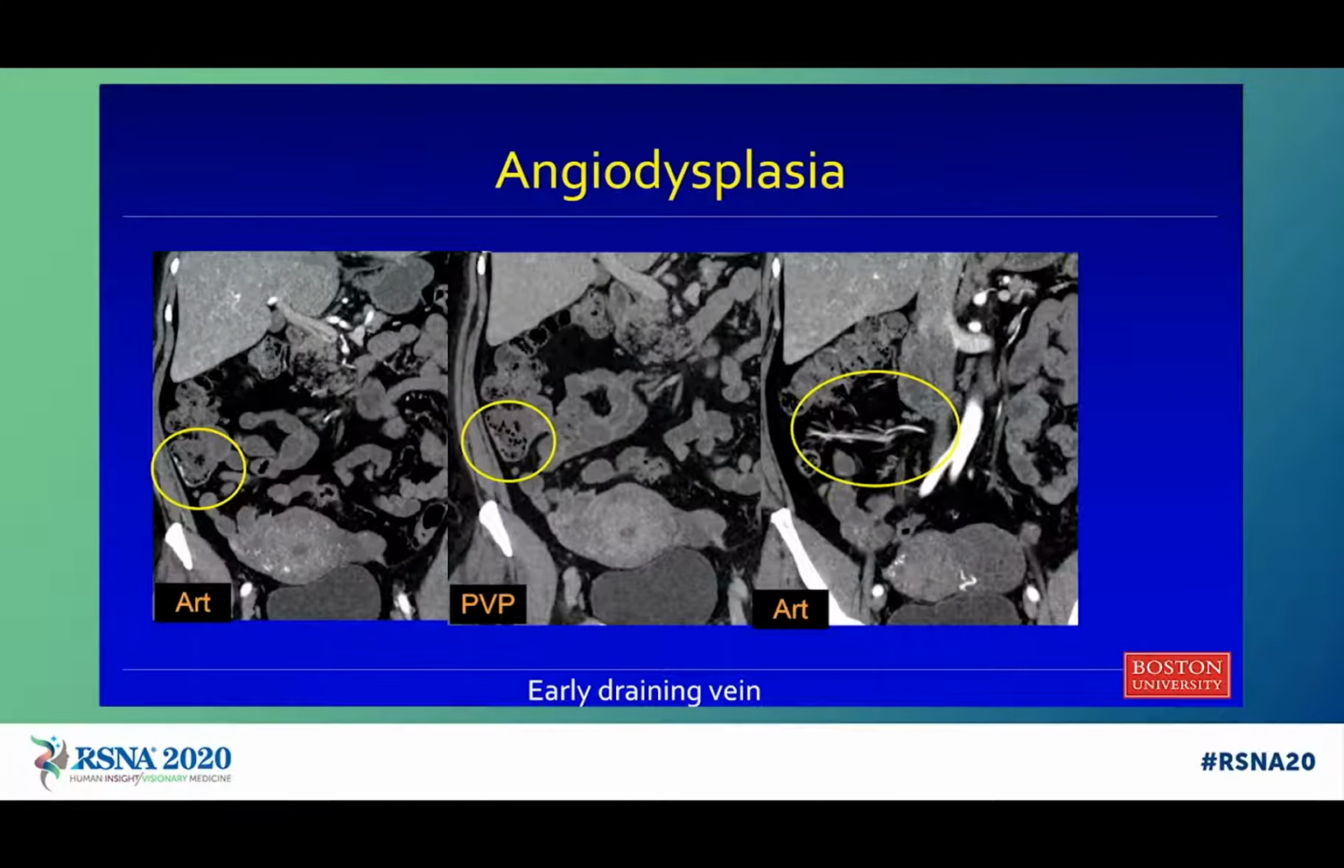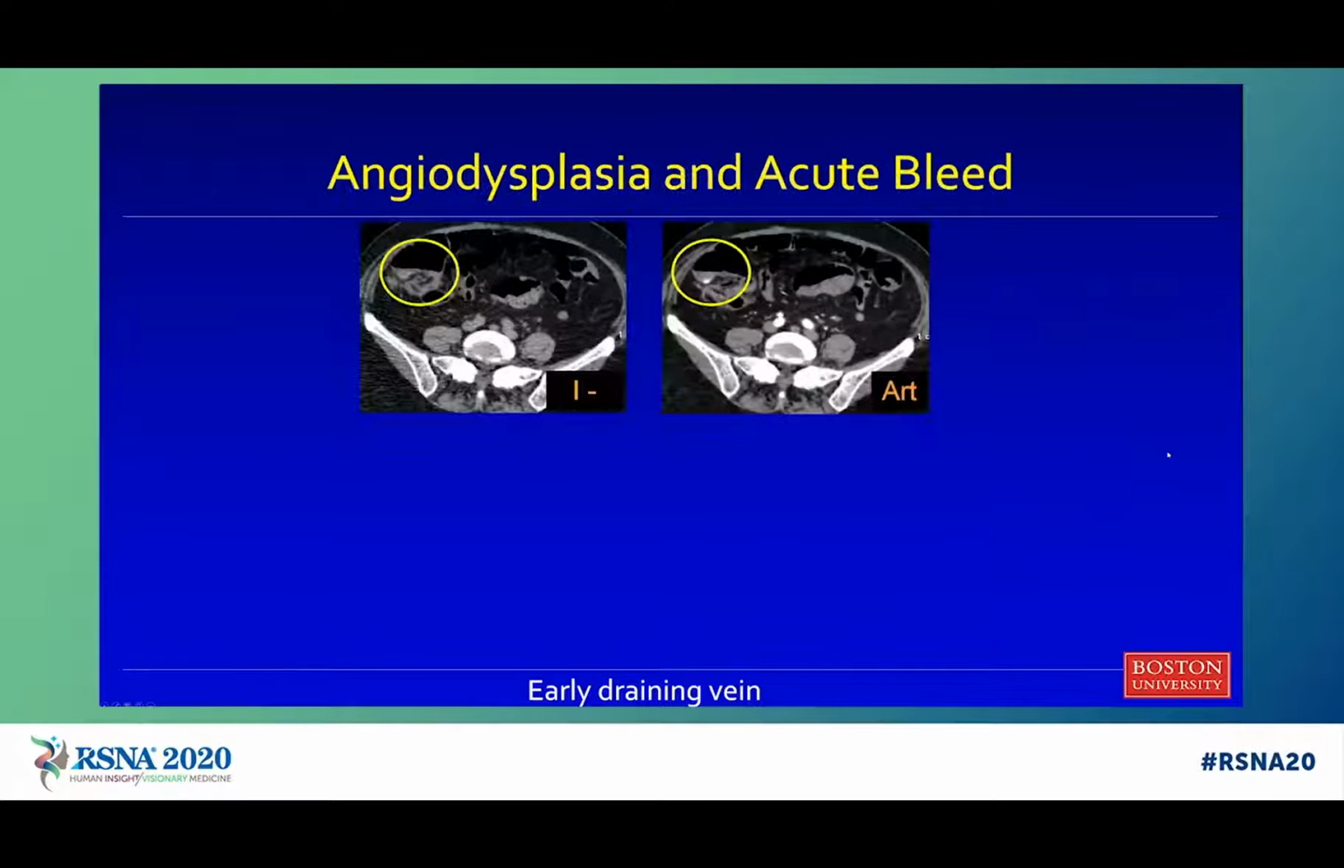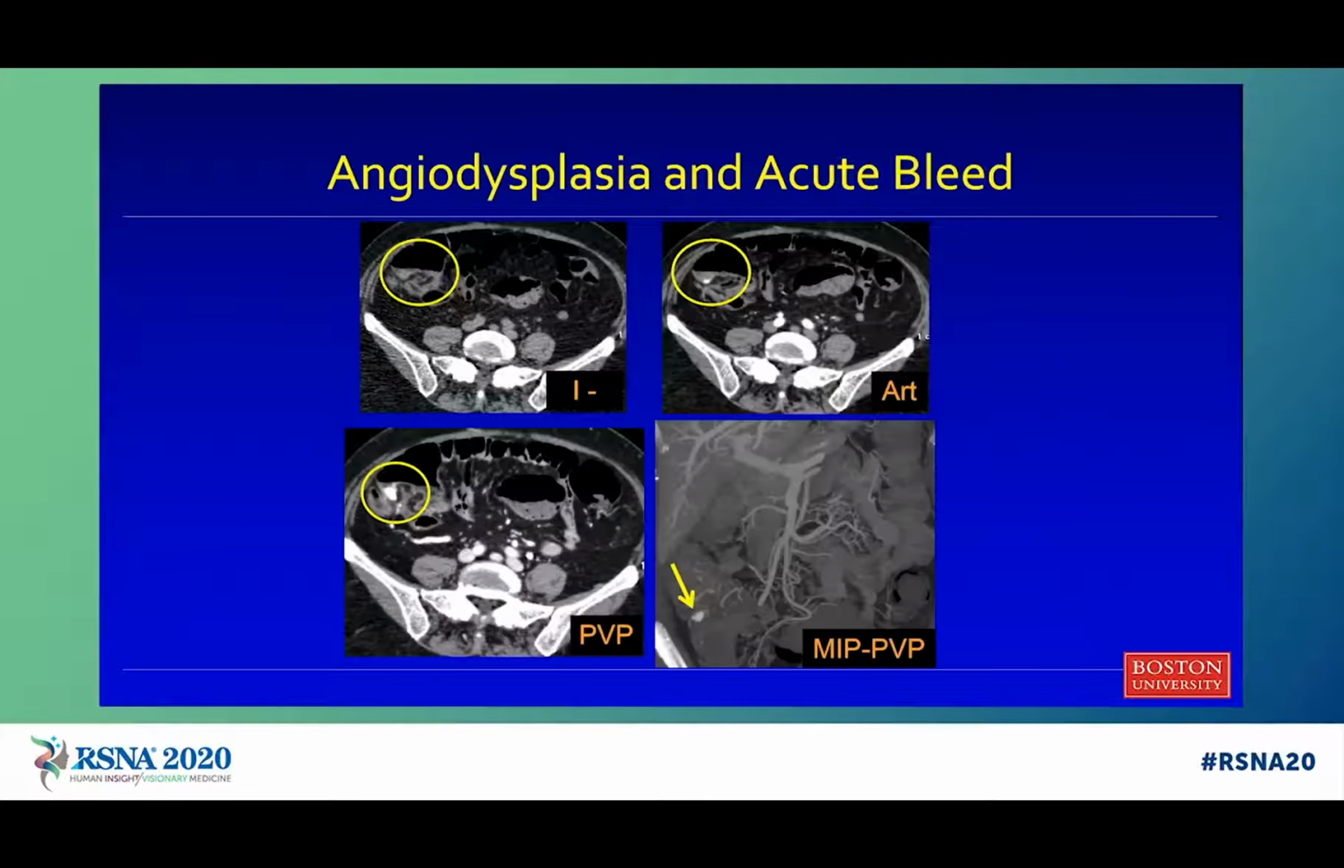Here's another case of angiodysplasia in the ascending colon, seen to best advantage on the arterial coronal phase image. More subtle at portal venous phase. And if you interrogate other images in this patient, you do see an early draining vein. This is a case of angiodysplasia causing acute hemorrhage, probably seen to best advantage on the MIP portal venous phase image in the coronal plane. When you go back to the axial image, however, we again encounter that early draining vein.